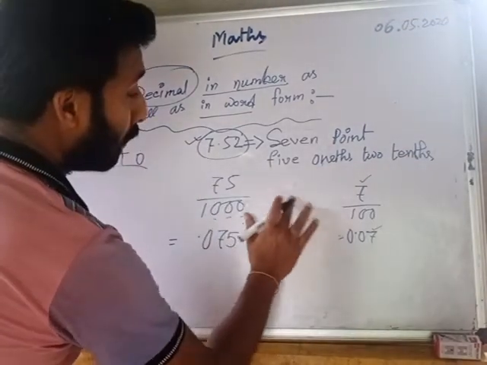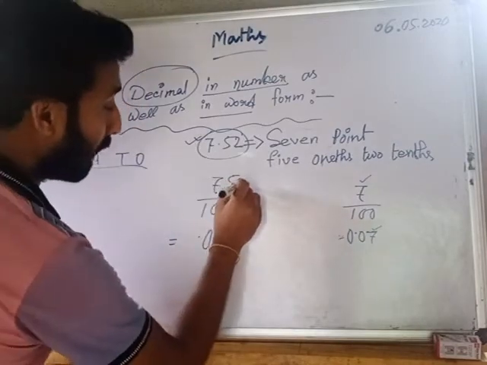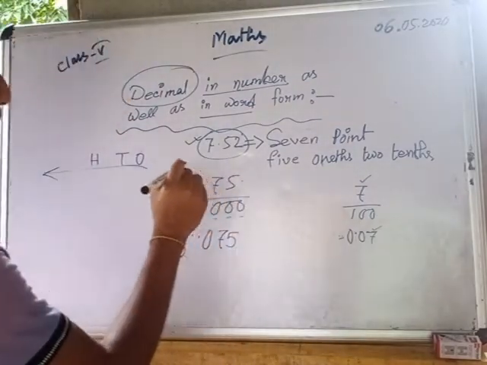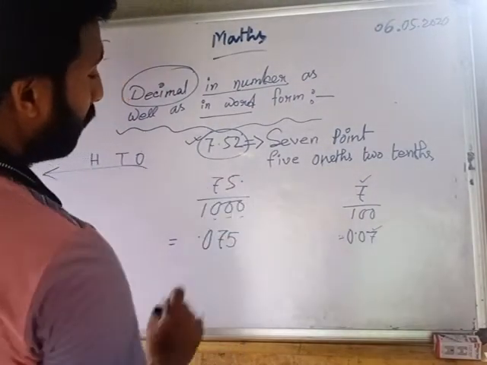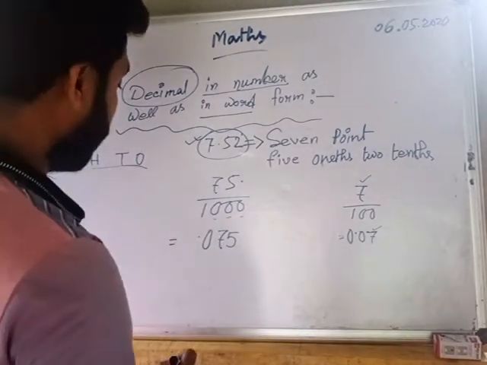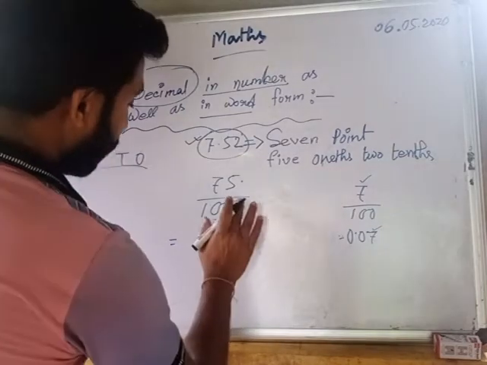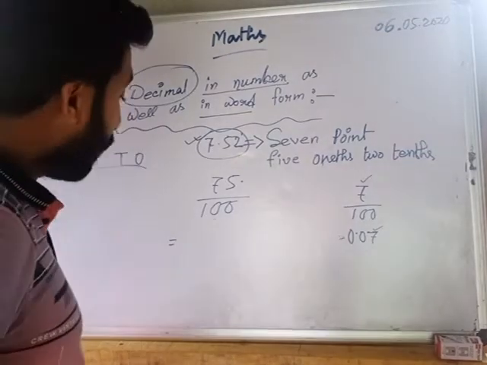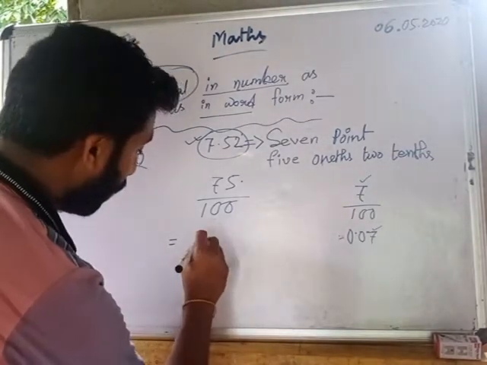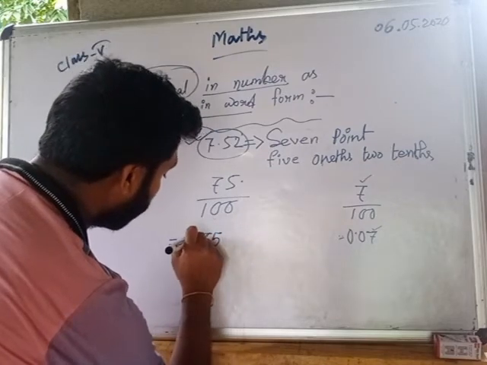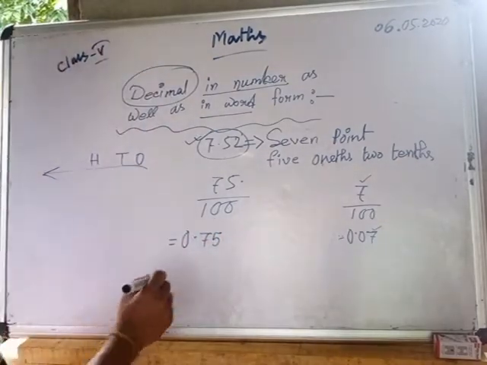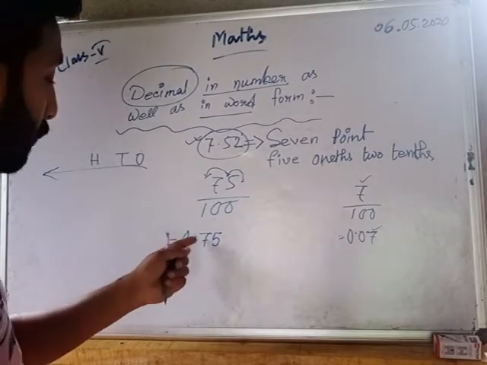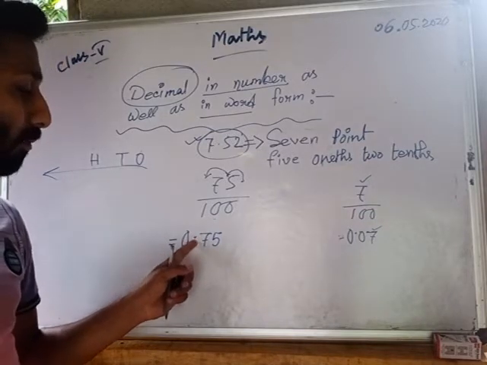If there is no point, then the point is at the last, the extreme right. Suppose it is 75 out of 100. That means the point goes back before 2 digits, like this, 1 and 2. That's why we should write the point here.